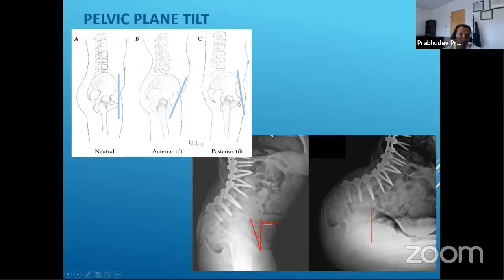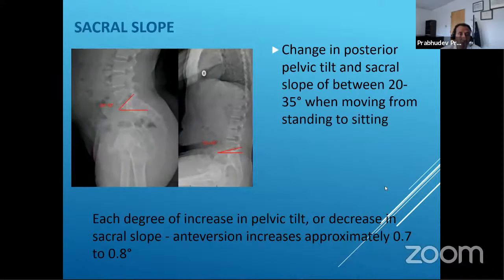This increases the anteversion. You can see in this patient with a fused spine, in the standing position, actually the pelvis is tilted posteriorly instead of anteriorly. And when the patient is in the sitting position, instead of tilting posteriorly, it's actually tilting anteriorly, which is abnormal, and that actually decreases the anteversion with the patient in sitting position, and that increases the risk of a posterior dislocation. Another one is the sacral slope.